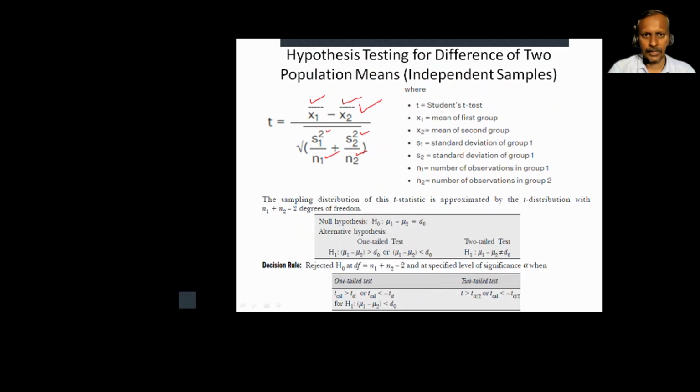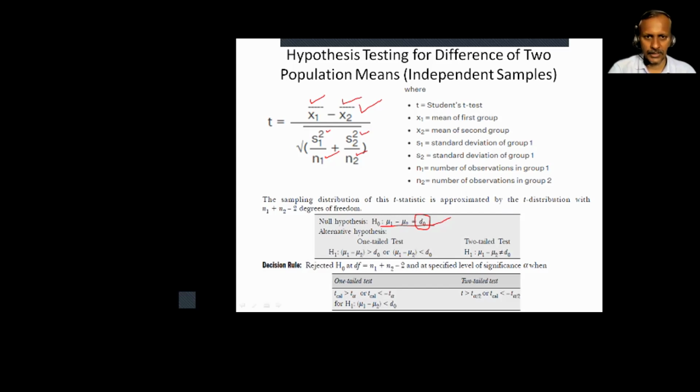So t student can be calculated with the help of this, and then the decision rule is: our null hypothesis is mu1 minus mu2 is equal to 0. It means that there is no difference between the two observations. That is what our null hypothesis says. So the difference between the first sample and the second sample is nil, that is d is equal to 0. There is no difference. And the alternate hypothesis says that there is a difference.